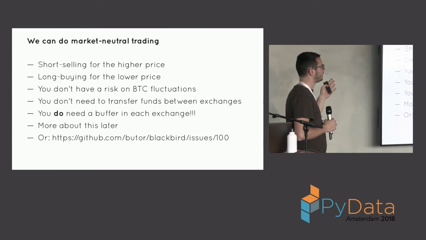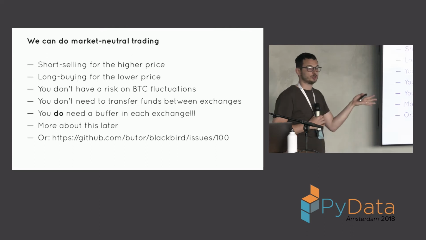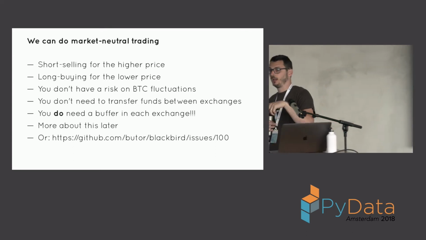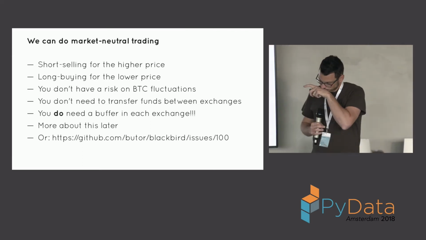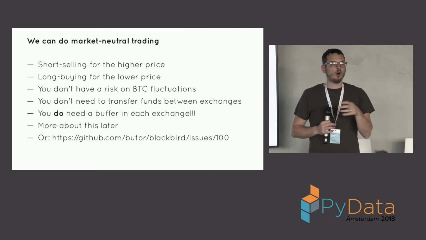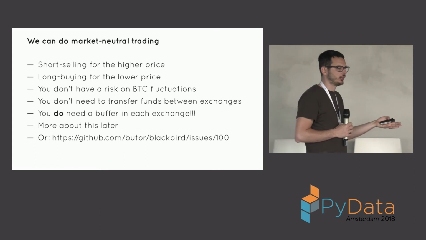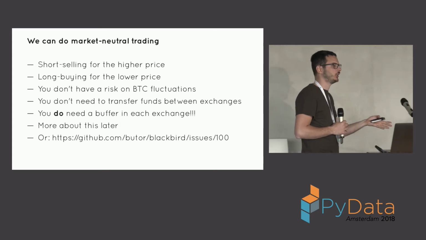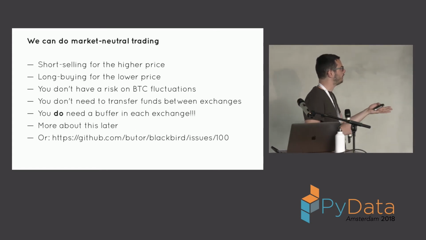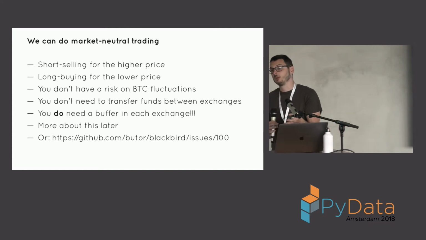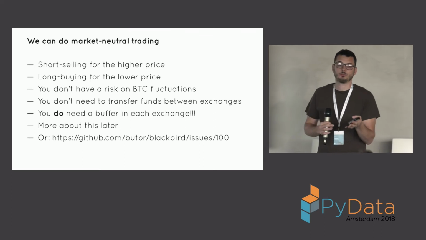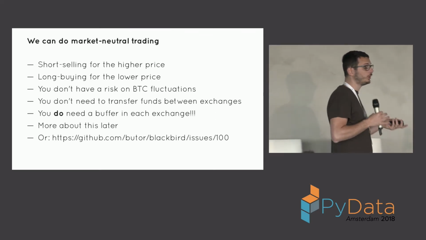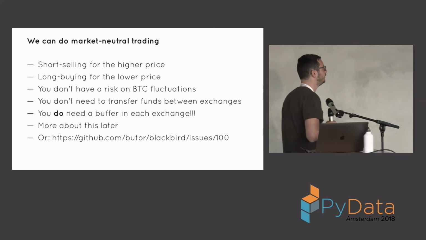But basically, what we want to do is market neutral trading, because if you follow a bit of news, Bitcoin is a very unstable currency. And if you own Bitcoin, you're exposing yourself to market risk. You're exposing yourself to Bitcoin going up and down by maybe even several thousand dollars per day. But we don't want to do that. We don't want to risk our real money.